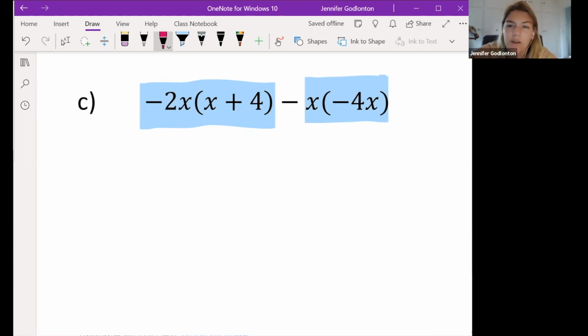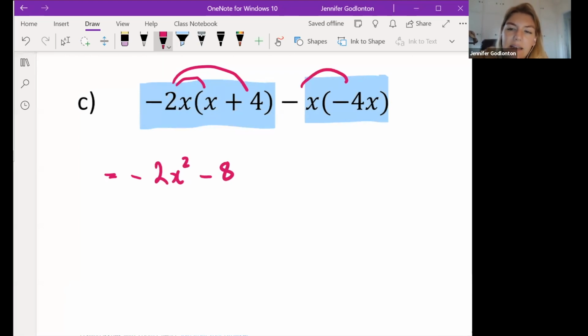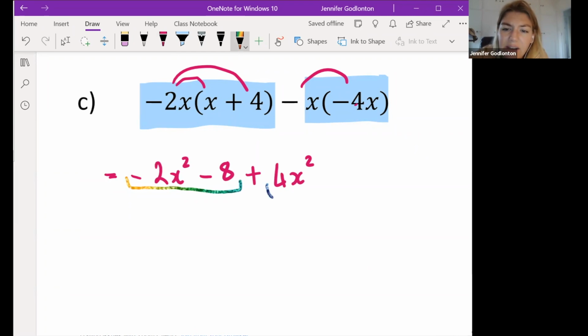Okay, so first step, we identify our terms. Second step, we simplify each term. So we're going to do that with distribution. We're going to end up with negative 2x squared minus 8. A negative and a negative is a positive, positive 4x squared. Okay. Glorious thing about this is that you get 1 mark for getting that, and you get 1 mark for doing that, which means you've got 2 marks sitting on there.